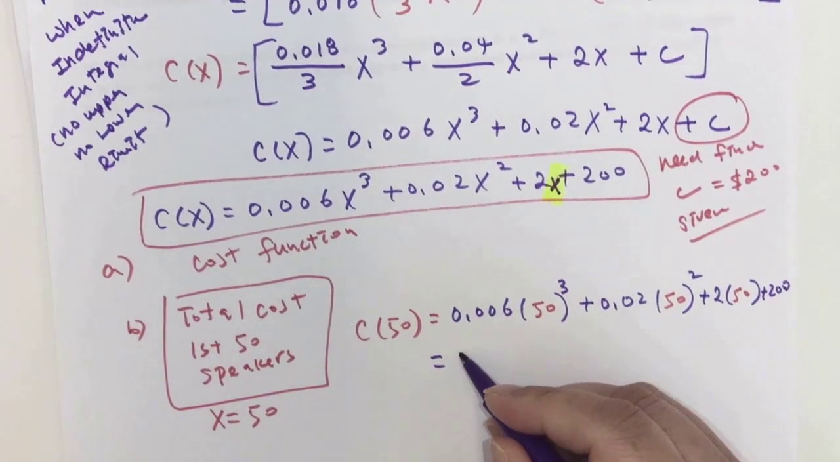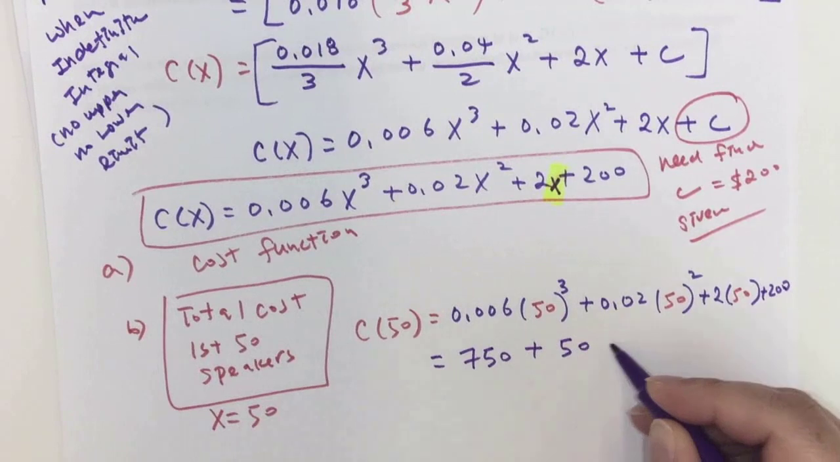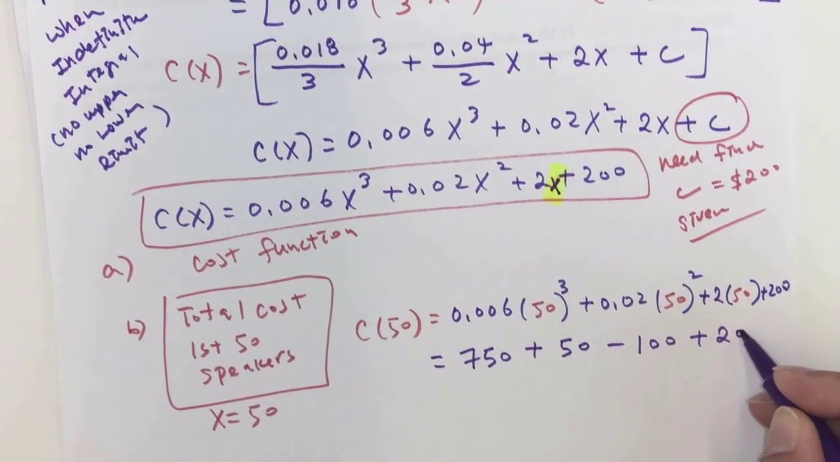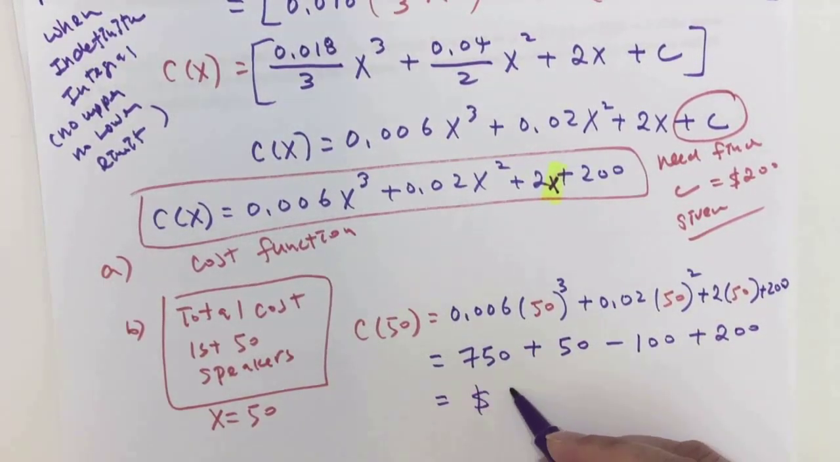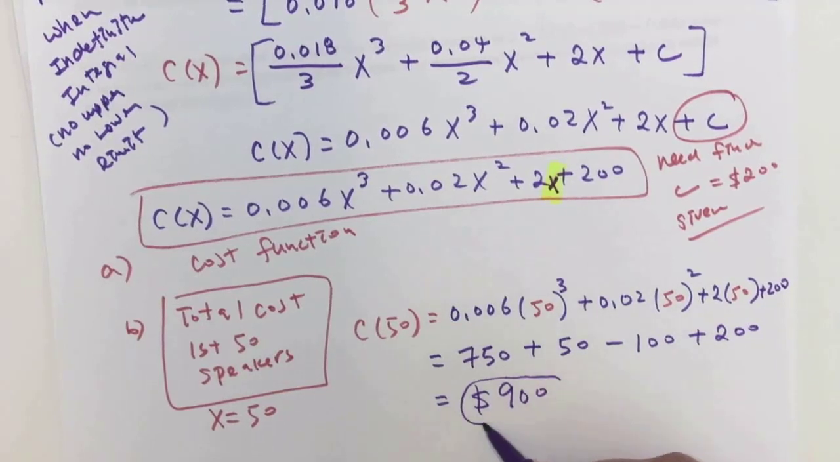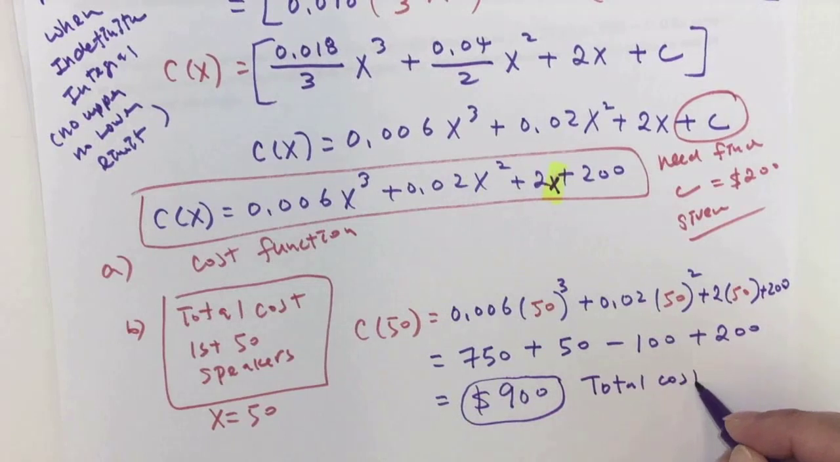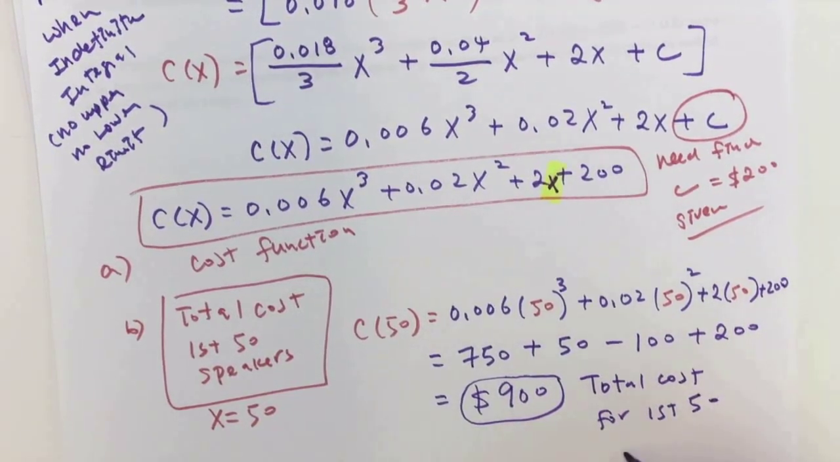The first number should be 750, second number should be 50, and then minus 100 plus 200. Put that into the calculator. Hopefully you will get the total cost is $900. That is the total cost for the first 50 speakers.